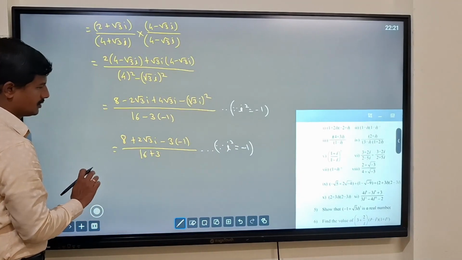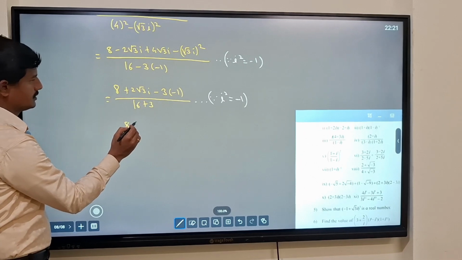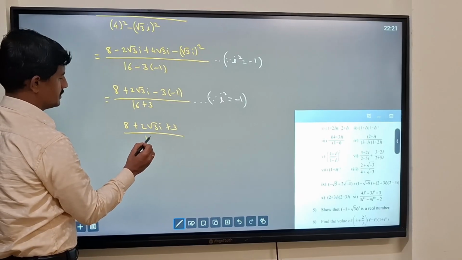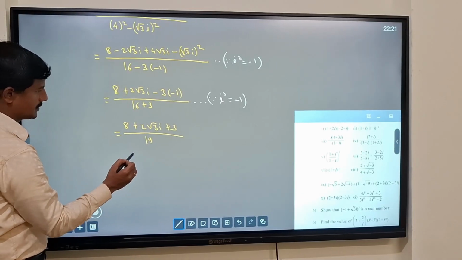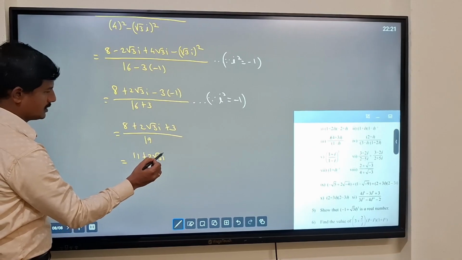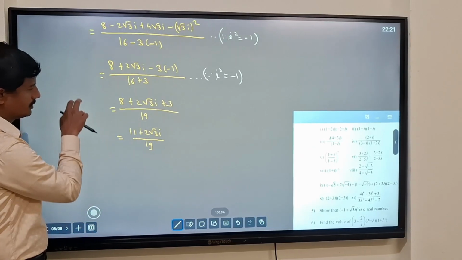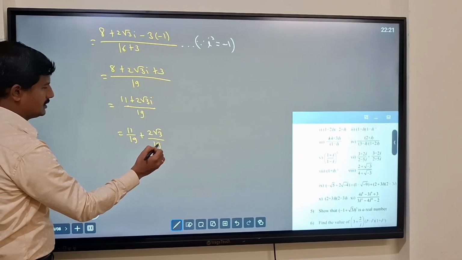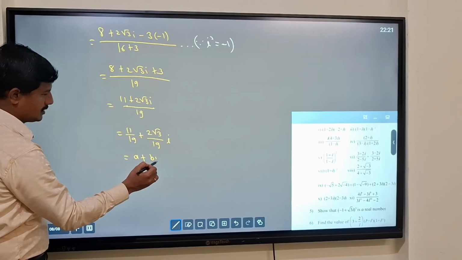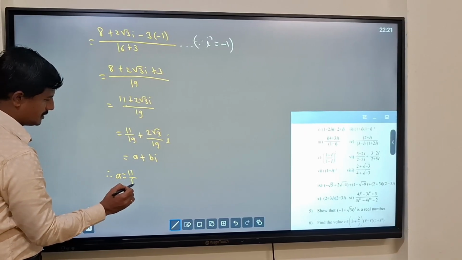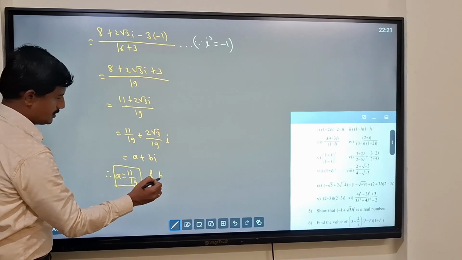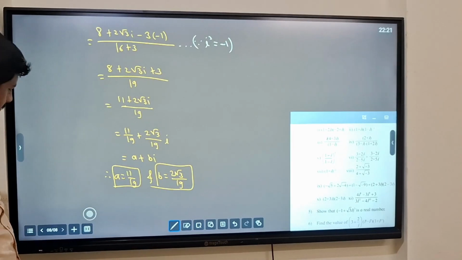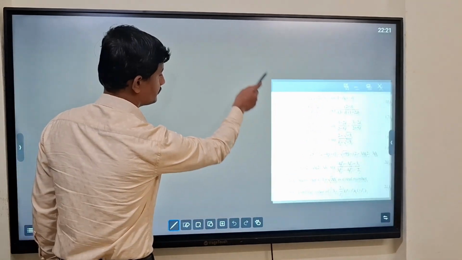Now this becomes 8 plus 2 root 3 i plus 3 upon 16 plus 3, which is 19. So this is 11 plus 2 root 3 i upon 19. So this becomes 11 by 19 plus 2 root 3 upon 19 i. So this is a plus bi. Therefore a is equal to 11 by 19 and b is equal to 2 root 3 by 19.